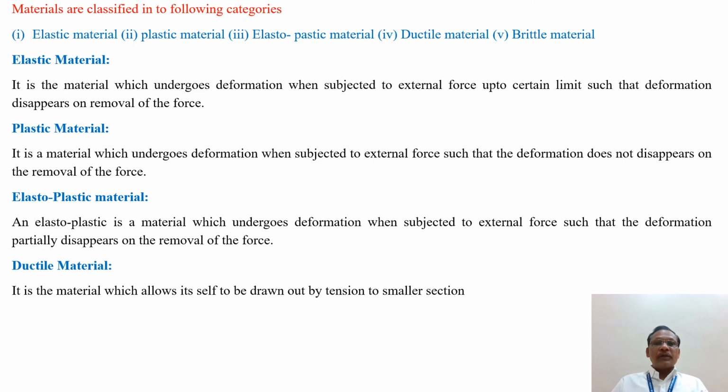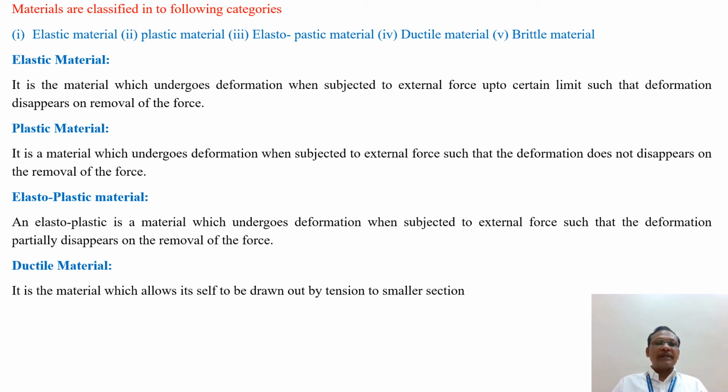Materials are classified into the following categories: elastic material, plastic material, elastoplastic material, ductile material, and brittle material. First of all, we are going to discuss the elastic material. It is the material which undergoes deformation when subjected to an external force up to a certain limit, such that the deformation disappears on removal of the force.